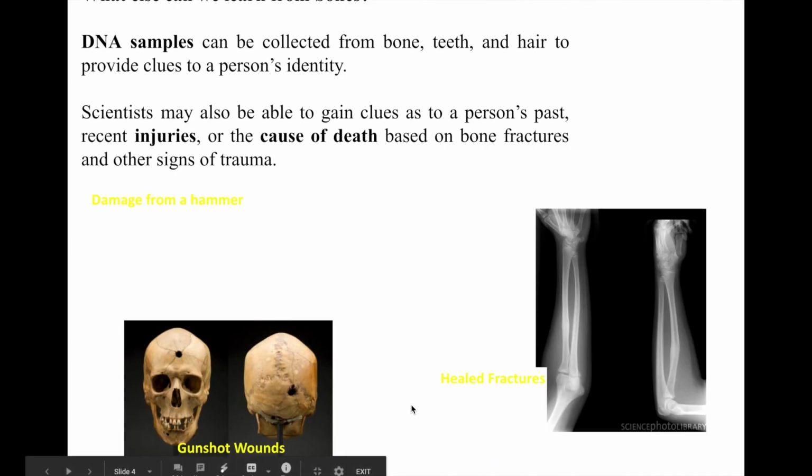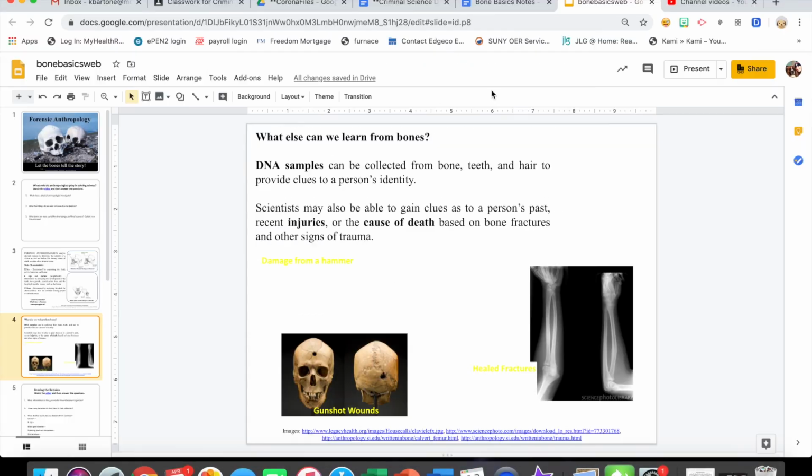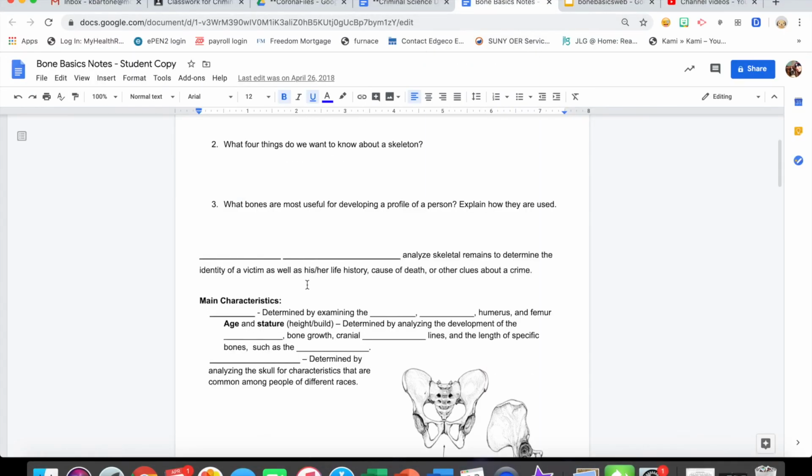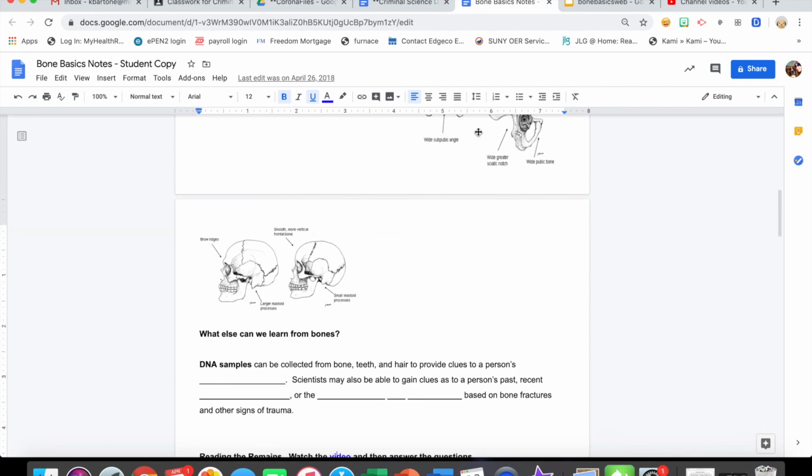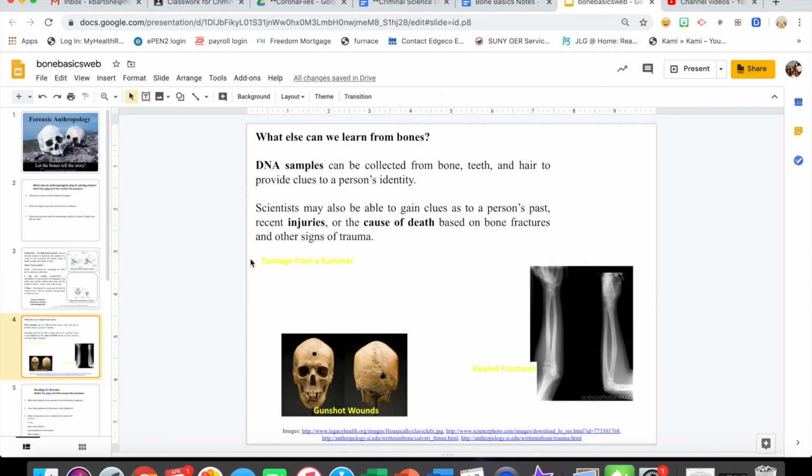Okay, so what else can we learn from bones? You should be following along. I'm just going to double check here. Main characteristics, we just did that. The picture's kind of wonky. So this is where we're at, just in case you are losing track here. So what else can we learn from bones?